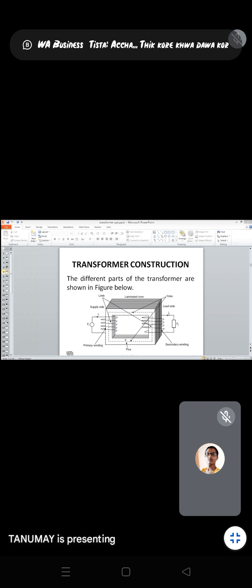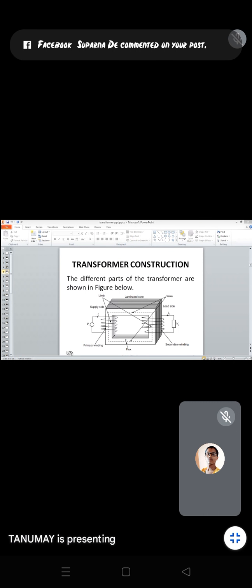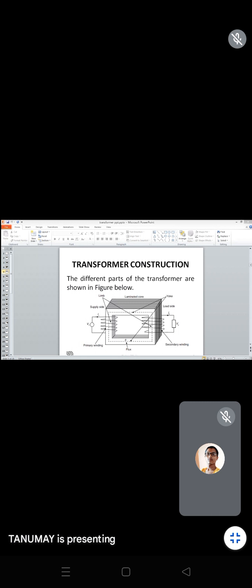Now, parts of a transformer. In case of transformer parts, you can see bushing, tapping, winding. You can see conservator, breather, that is not present in this particular figure. Initially this is the primary winding. This winding is called the primary winding, and this side is called the secondary winding. This is called the primary side. This is called the secondary side.